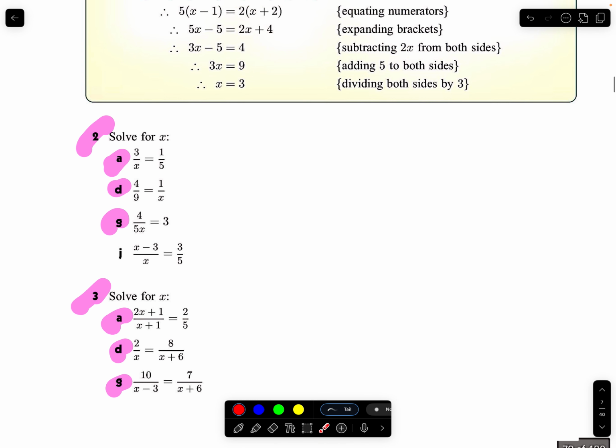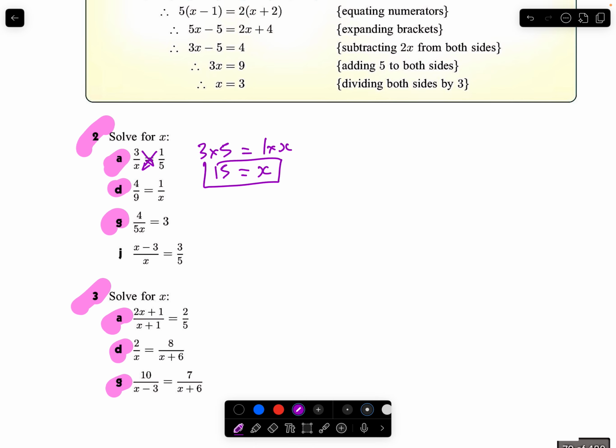Once again, is it a single fraction on either side? One fraction, 3 over x, one fraction, 1 over 5. So cross multiply. It's going to be 3 times 5 and 1 times x. 3 times 5 equals 1 times x. 3 times 5 is 15, 1 times x. X is equal to 15. You got your answer straight away.